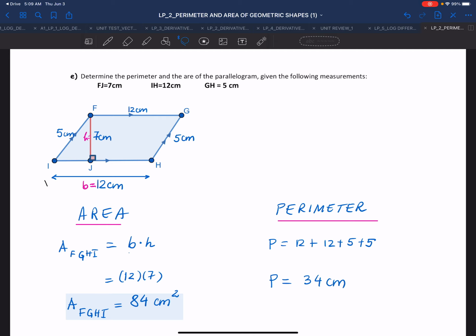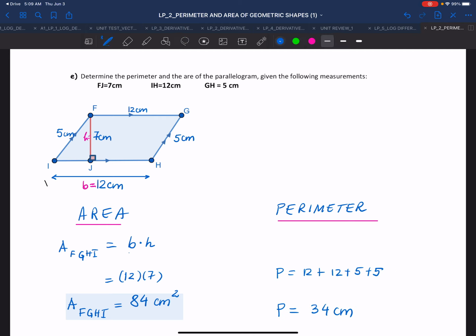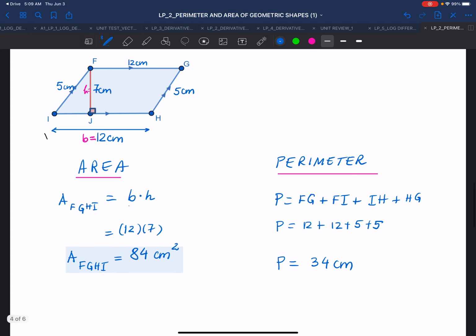And obviously, we can write the formula if you wish, right? Before we start, so perimeter is FG plus FI plus IH plus HG, right? And then substitute. So perimeter is 34 centimeters. And this is the end of this problem.